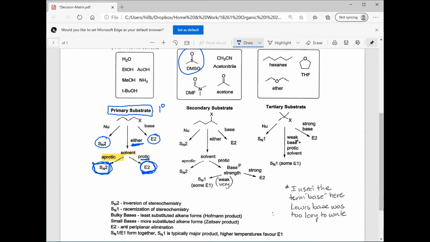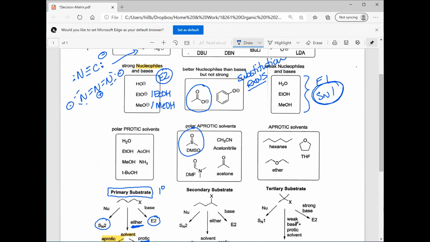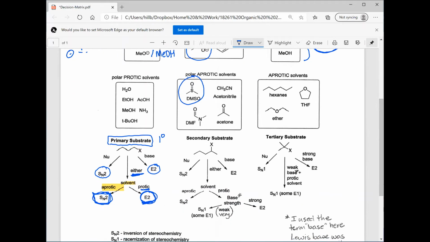That's basically, if it's one of these things in the second row, you look to the solvent and see what it would be. Protic solvents favor E2, aprotic SN2. And it's a similar sort of process for secondary substrates. So if it's a nucleophile, well, it can only be SN2.